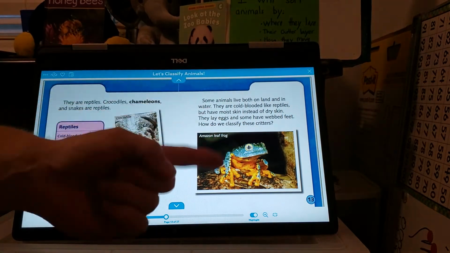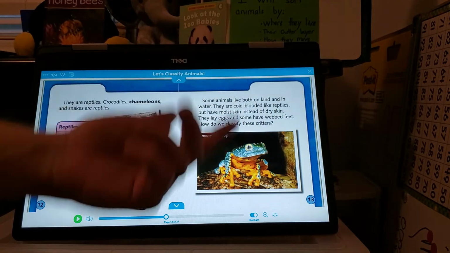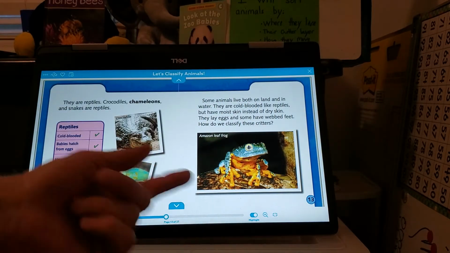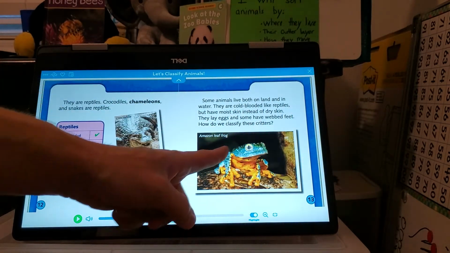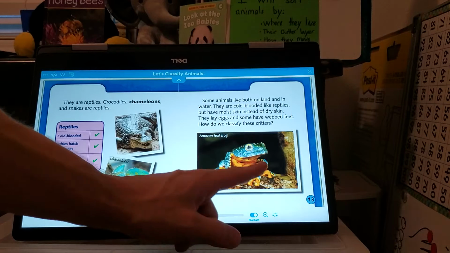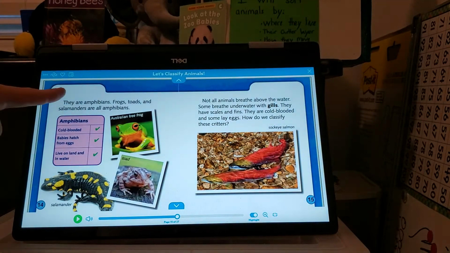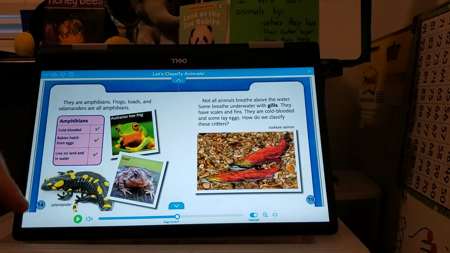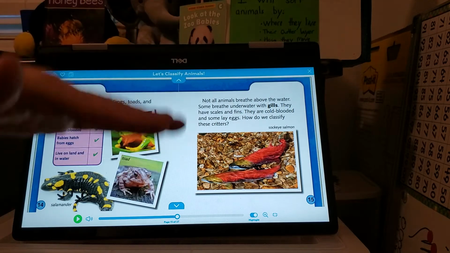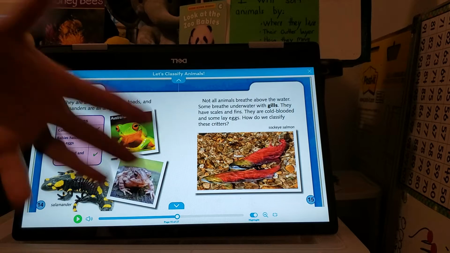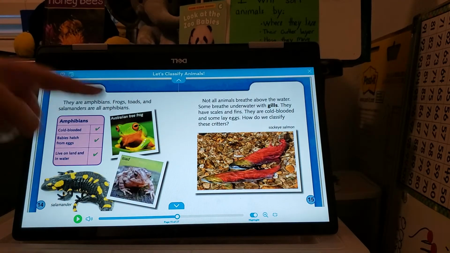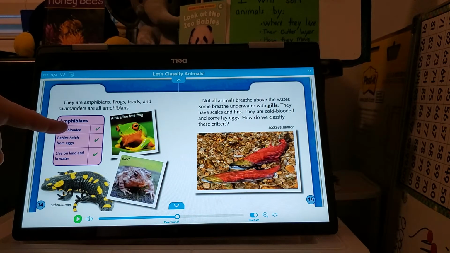They are cold-blooded like reptiles, but have moist skin instead of dry skin. They lay eggs. Some have webbed feet. How do we classify these critters? Like the Amazon leaf frog? They are amphibians. That means they live in the water and on land. Frogs, toads, and salamanders are all amphibians. Cold-blooded, babies hatch from eggs, and they live on land and water.